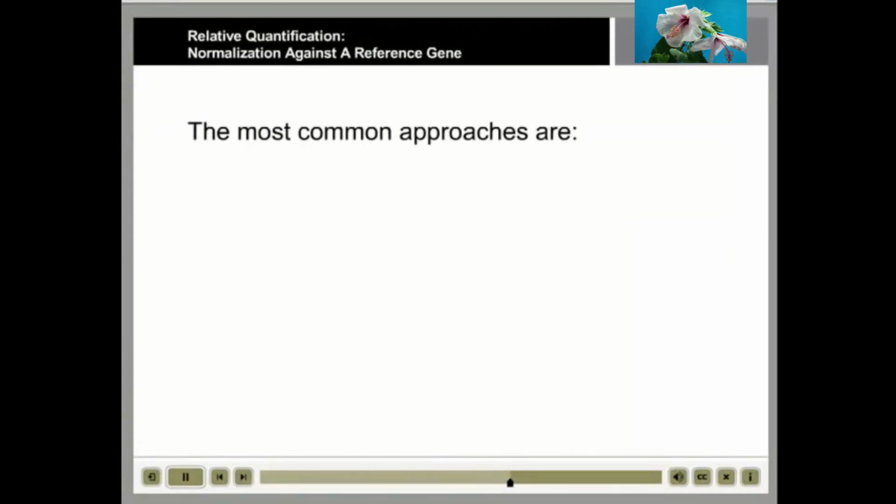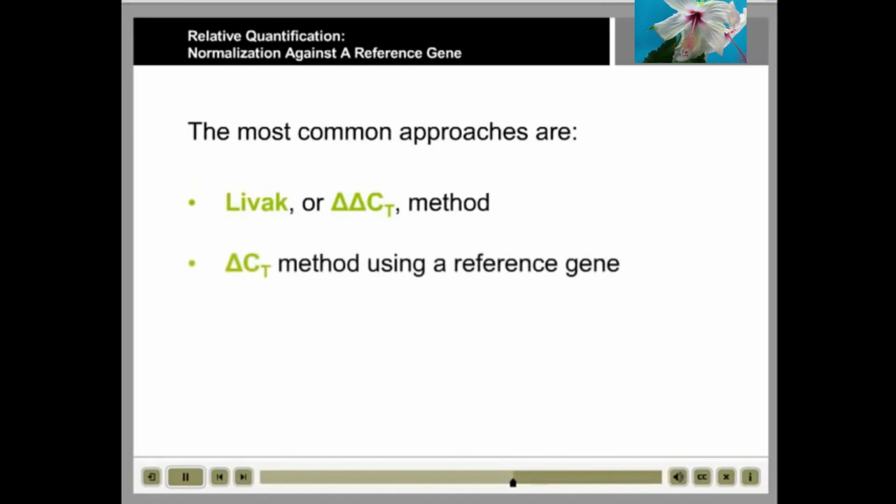The 3 most common approaches to normalization against a reference gene are the Livak method, also known as the delta-delta-CT method, the delta-CT method using a reference gene, and the Pfaffl method. Each method has its advantages and disadvantages, as well as assumptions that must be met.